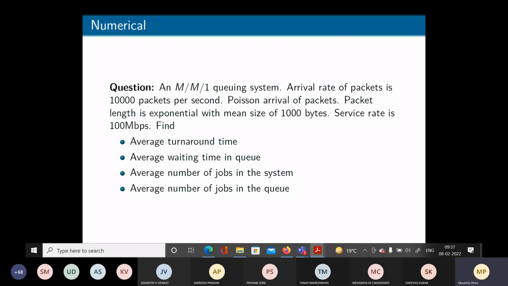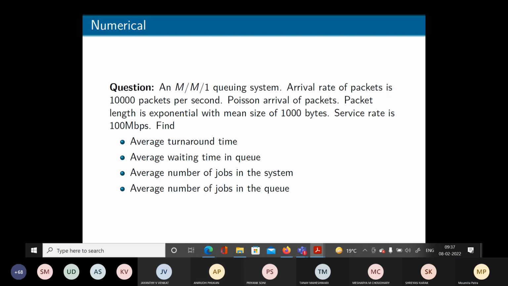What is mu? Anybody? Ma'am, 12,500. Yes. What will be the value of rho then? Rho is the service utilization factor, or server utilization factor. So that is lambda by mu. So what will be the value of rho? 0.8. So can you tell me whether this queue is in a steady state or not?